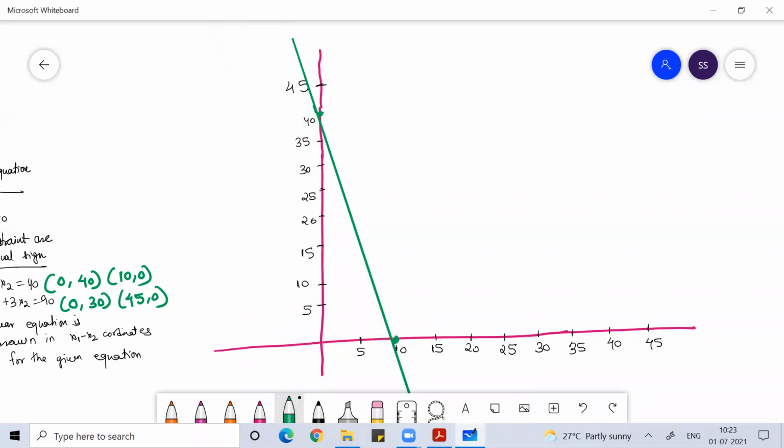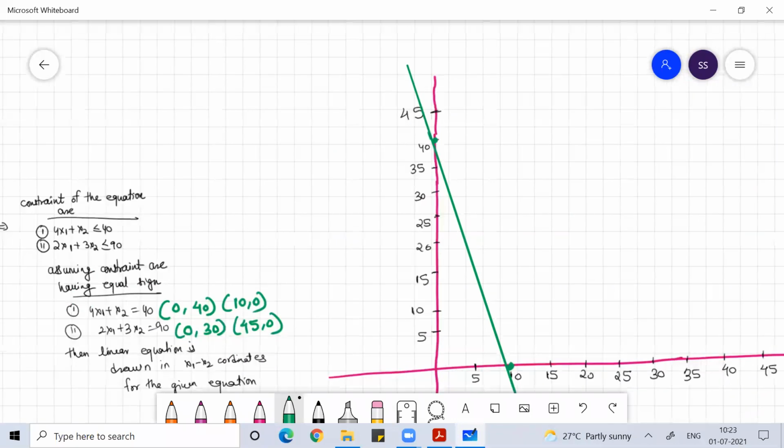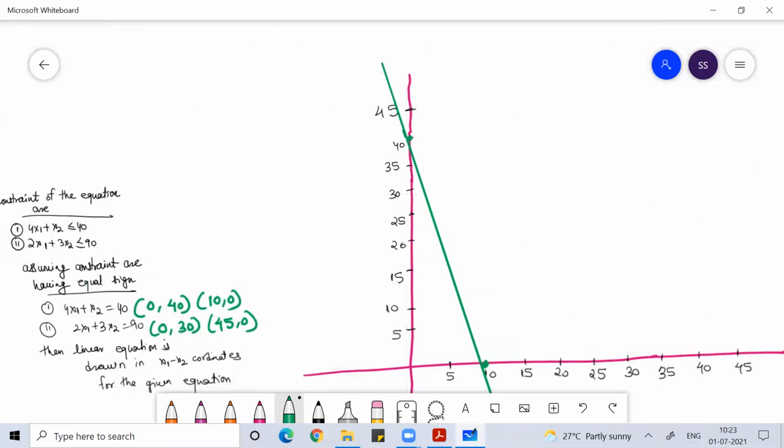So this is your first line. Your first is 4x1 plus x2, which is equal to 40.